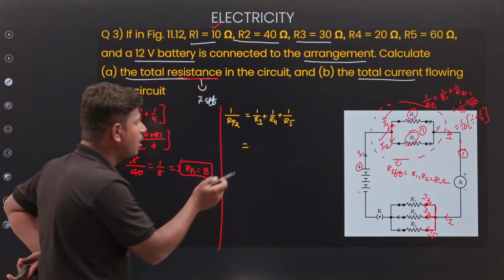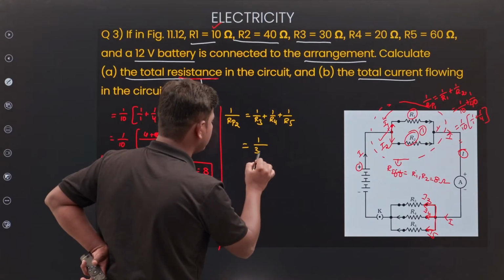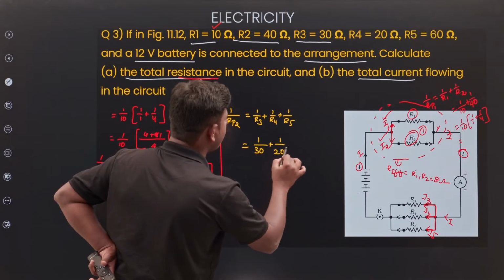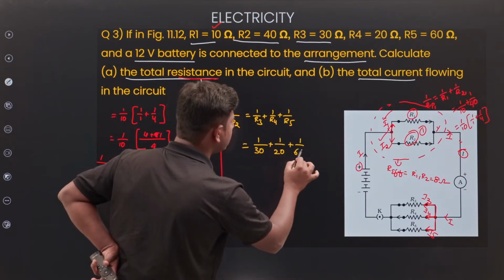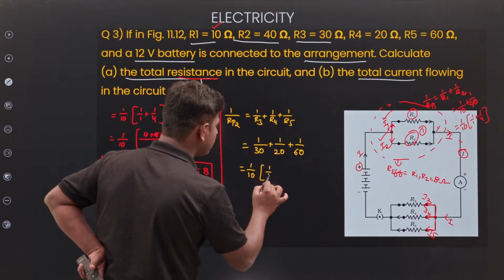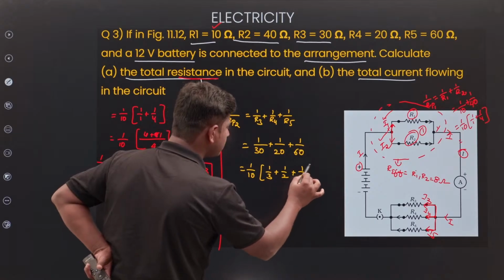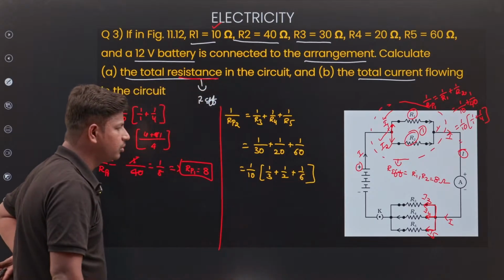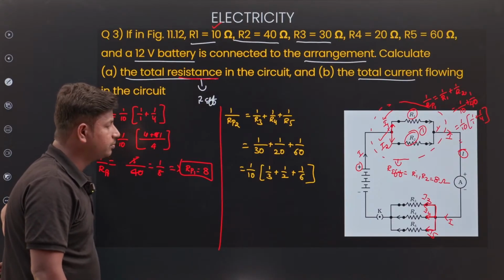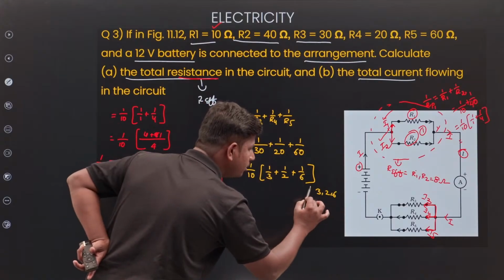Below 3 only, na. 1 by R3 value 30, R4 value 20, R5 value 60. Take 10 common. 1 by 10 times 1 by 3 plus 1 by 2 plus 1 by 6. LCM of 3, 2, 6, tell me.